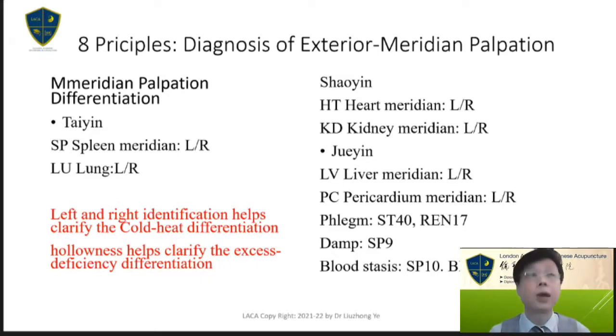And left and right help you to identify the yin and yang, and hot and cold, deficiency and excess, with the hollowness of those meridian points. That can help you to come to a more in-depth interpretation of the body. But also on top of that, you will remember the most common points for diagnosis of phlegm are stomach 14, REN 17; for the damp, spleen 9; or for the blood stasis, spleen 10 and bladder 17. So they could all contribute to a more in-depth diagnosis of your body, of the condition and constitution.